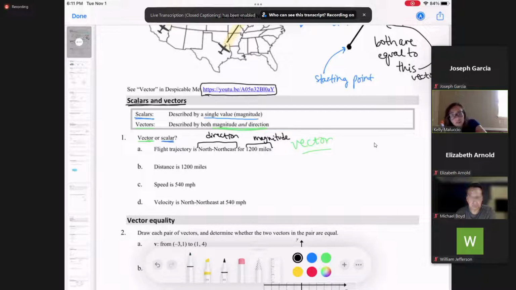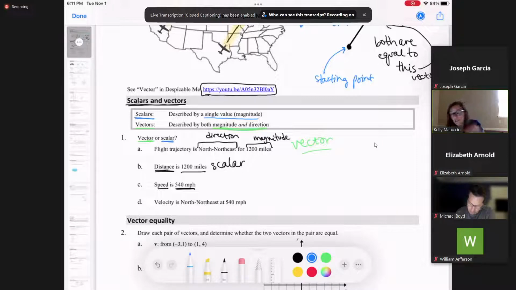Part B is 1,200 miles. So this is just distance. Just distance means it's just representing a scalar. Part C is saying speed is 540 miles per hour. Again, that is just, so distance isn't the only way you can represent magnitude.